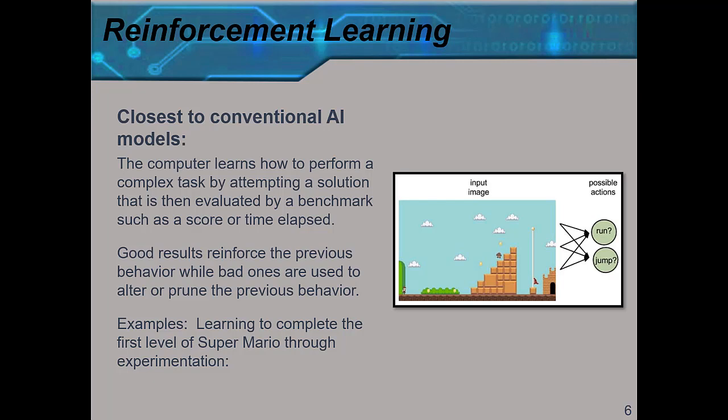And once it sees that it's able to continue and get a higher score, it learns that when it sees a pit, it jumps over it. That is the proper response. And so it will gradually learn how to perform a task based on punishments and rewards.